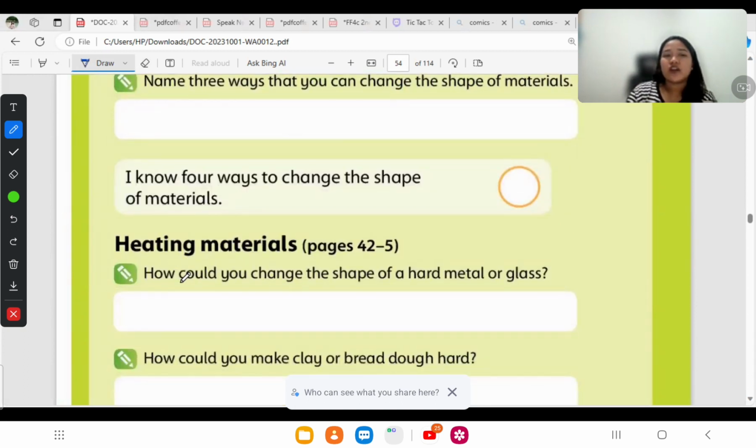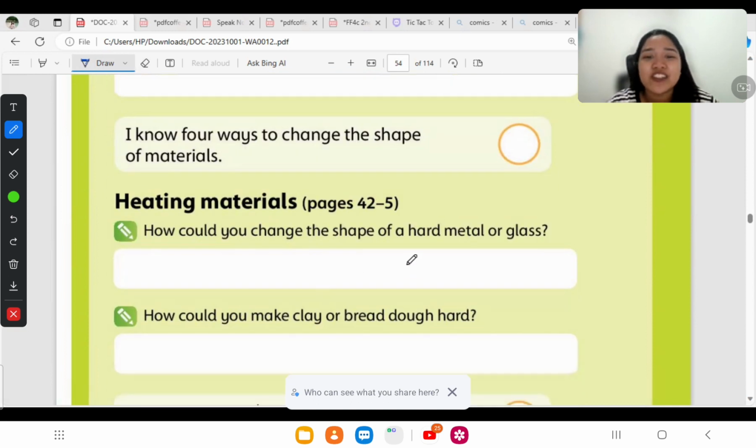Heating materials. How could you change the shape of a hard metal or glass? By heating them. Okay, very good. By hitting them. You can change the shape of metal by hitting them.